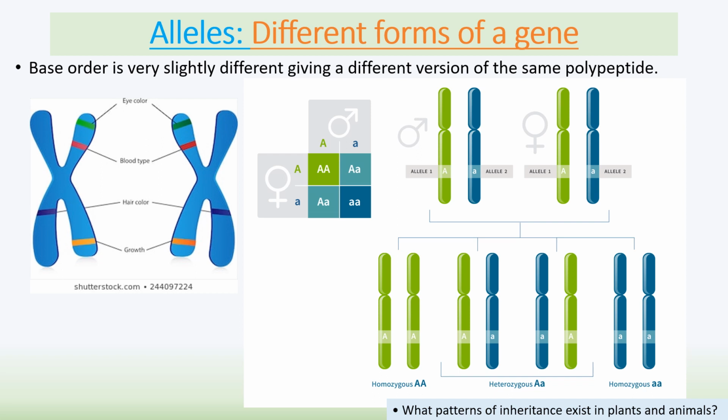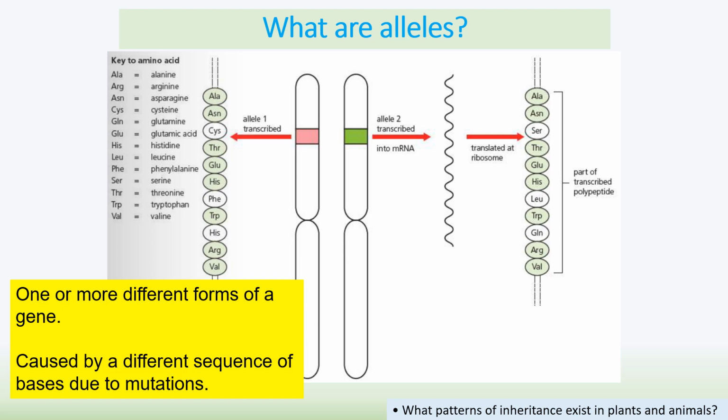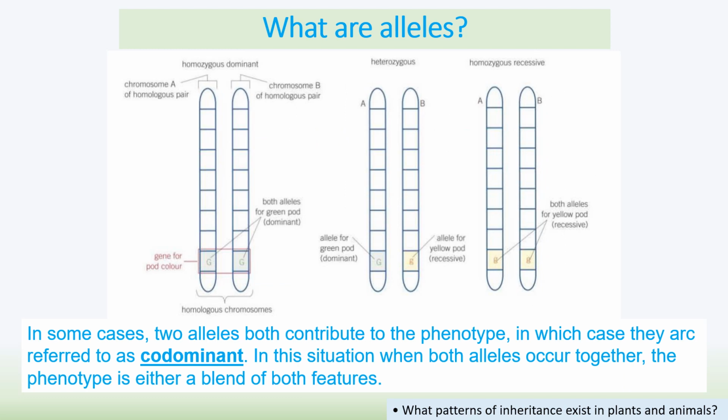Alleles are a different form of a gene. So we have eye color, for example, red eyes, brown eyes, or green eyes, and they can be dominant or recessive. But don't forget, in all this, there are factors in play that are not just genes. The environment also has an impact on the phenotype, and that is therefore important. As I said, alleles are different forms caused by different sequences in the DNA. In some cases, 2 alleles can both contribute to the phenotype, and we'll talk about that later on.